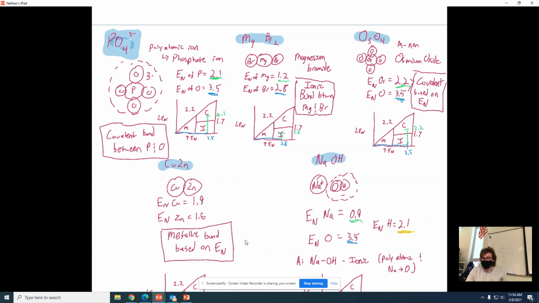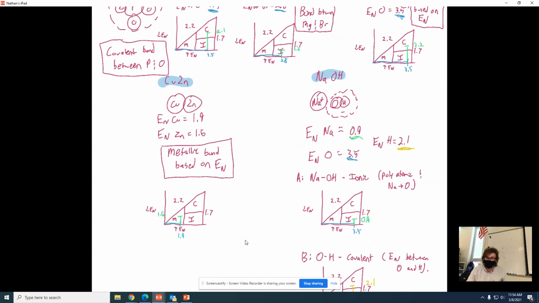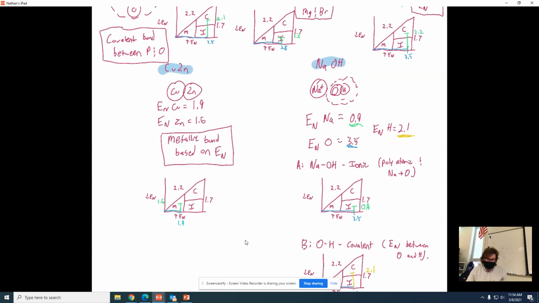Electronegativity data is going to be the most important. That's the strongest data that we have, so that's the one we need to use there. Looking at copper and zinc here, the electronegativities of both are pretty low. So when we graph it out, we end up here in the metallic section. So based on electronegativity, those would be metallic. We haven't talked about naming metallic compounds, so I wouldn't worry about the name on this one.